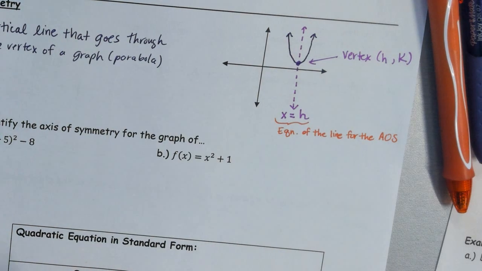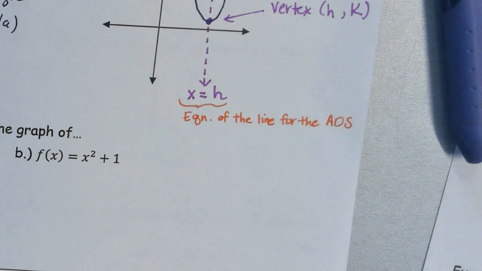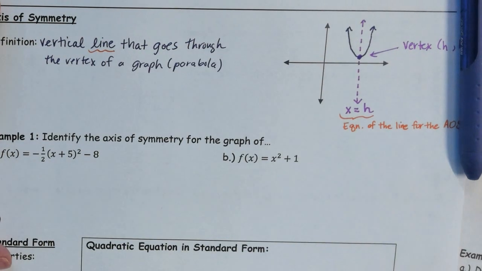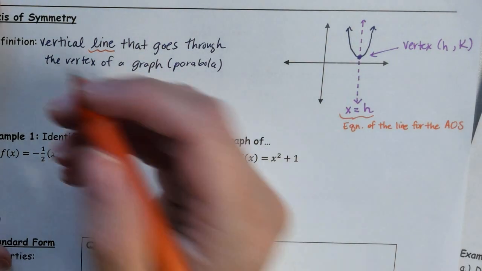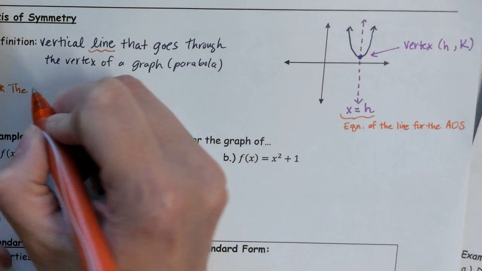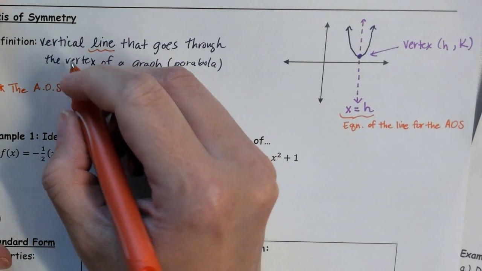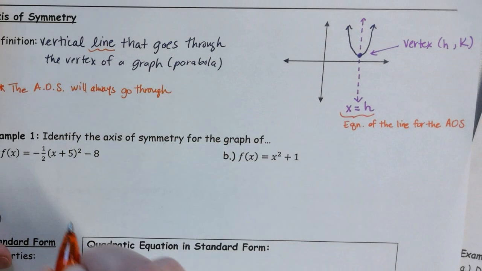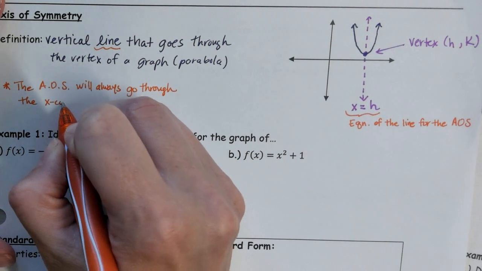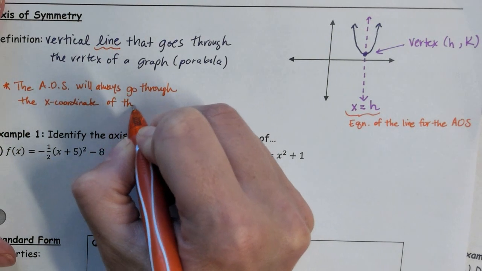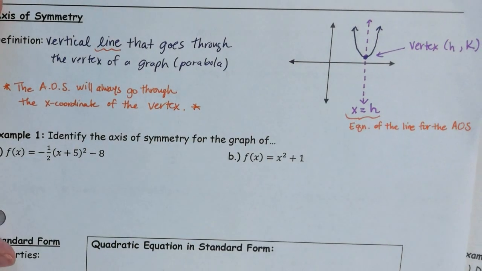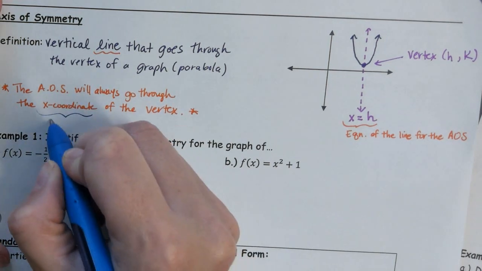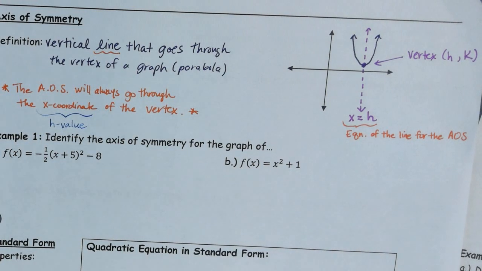Some of you may have noticed that I underlined the word line here. That's because your axis of symmetry has to be written as an equation of the line. So I'm going to be stressing that a lot today. The axis of symmetry, the AOS, will always go through the x-coordinate of the vertex. That's always going to happen. If you do not have the x equals your h value, then something went wrong, because we know that the x-coordinate is the h value.